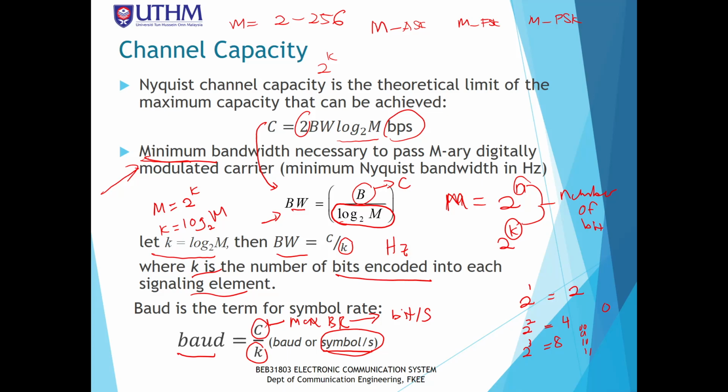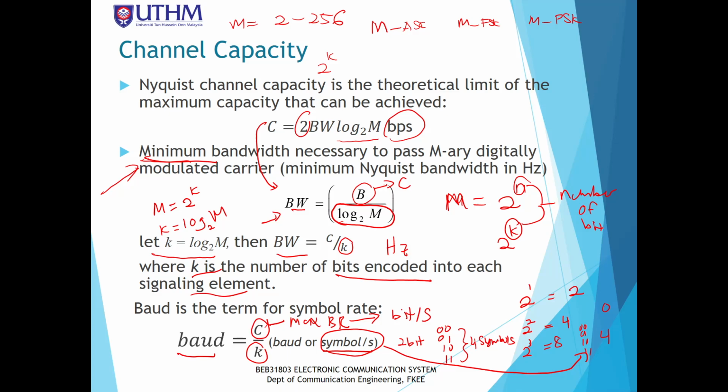What is a symbol actually? Symbol, as I put here, if I use 2 bits, that means I have 4 symbols. If I use 2 bits, I'm going to have 4 types of symbols, which are 00, 01, 10, 11. So these are the 4 symbols.